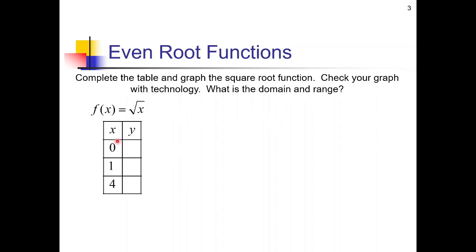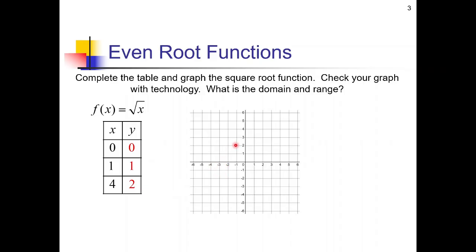Alright, so plugging each of these items into the square root of x, square root of 0 is 0, square root of 1 is 1, and you probably figured out why I picked 4 as my next x value instead of 2. The square root of 4 is a nice whole number, namely 2. Alright, so let's put this on a graph. So we've got (0, 0), (1, 1), and (4, 2).